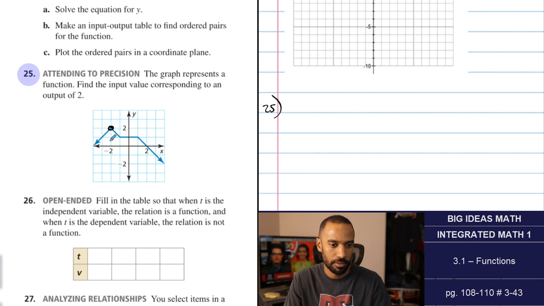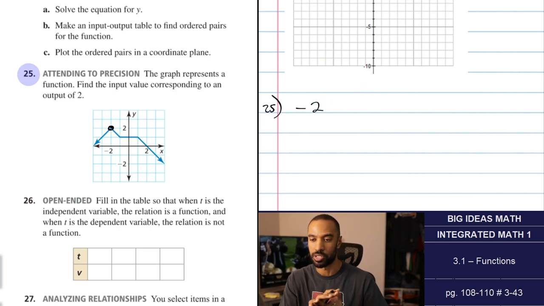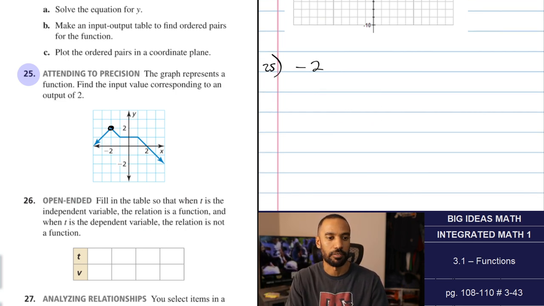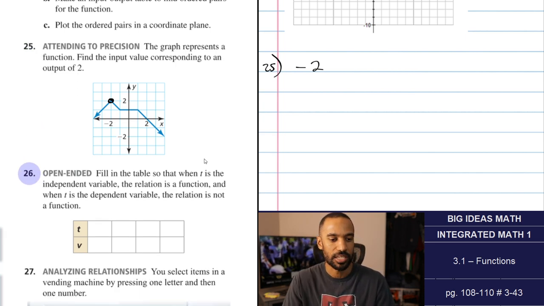That's with the input of negative 2. So in that case, I'm just going to put negative 2. I don't really know what else to put. I could say when the output is 2, the input is negative 2. There's a point on the graph that's negative 2, comma 2. But that's the answer on number 25. I was precise.